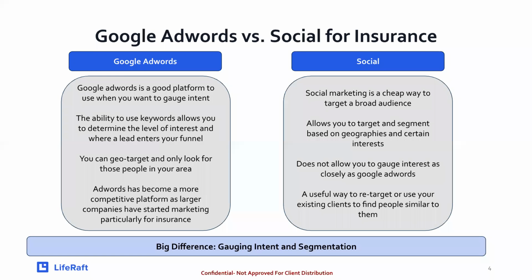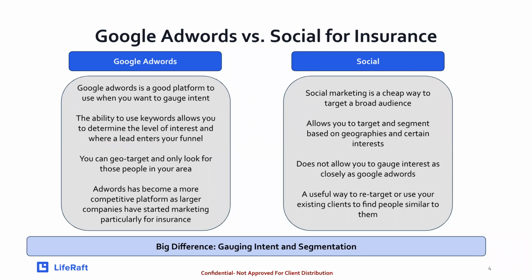Now, social is a cheaper way to target a much broader audience. So the key differentiator here is that you are able to really target and segment based on geographies, certain interests, certain behavior, which Google does not allow you to do. So the big difference here is, do we want to gauge intent, or do we really want to start thinking about which parts of the population are going to be most interested in the services that we offer?